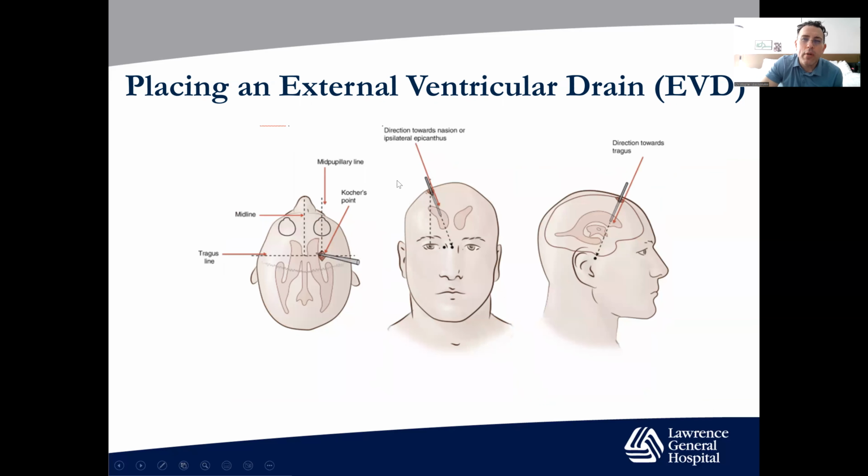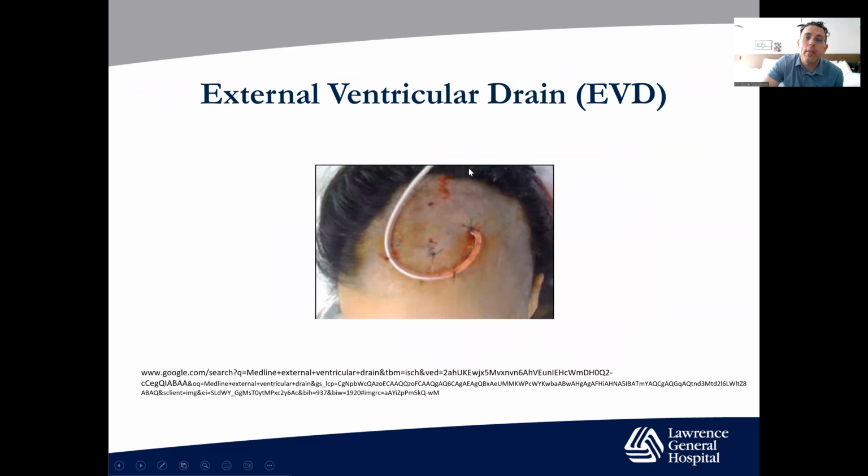Here is a little more detail. What you would do here is identify the mid-pupillary line. You go back approximately 10 centimeters. This is called Kocher's point. And this is where you'd make your incision. And then when you direct the placement of the EVD, you direct it both towards the nasion, right here between the eyes, and towards the tragus at the same time to get into the lateral ventricle. And then upon placement, this is what it'll look like on the outside, where it'll be heavily sutured because we don't want this to move.